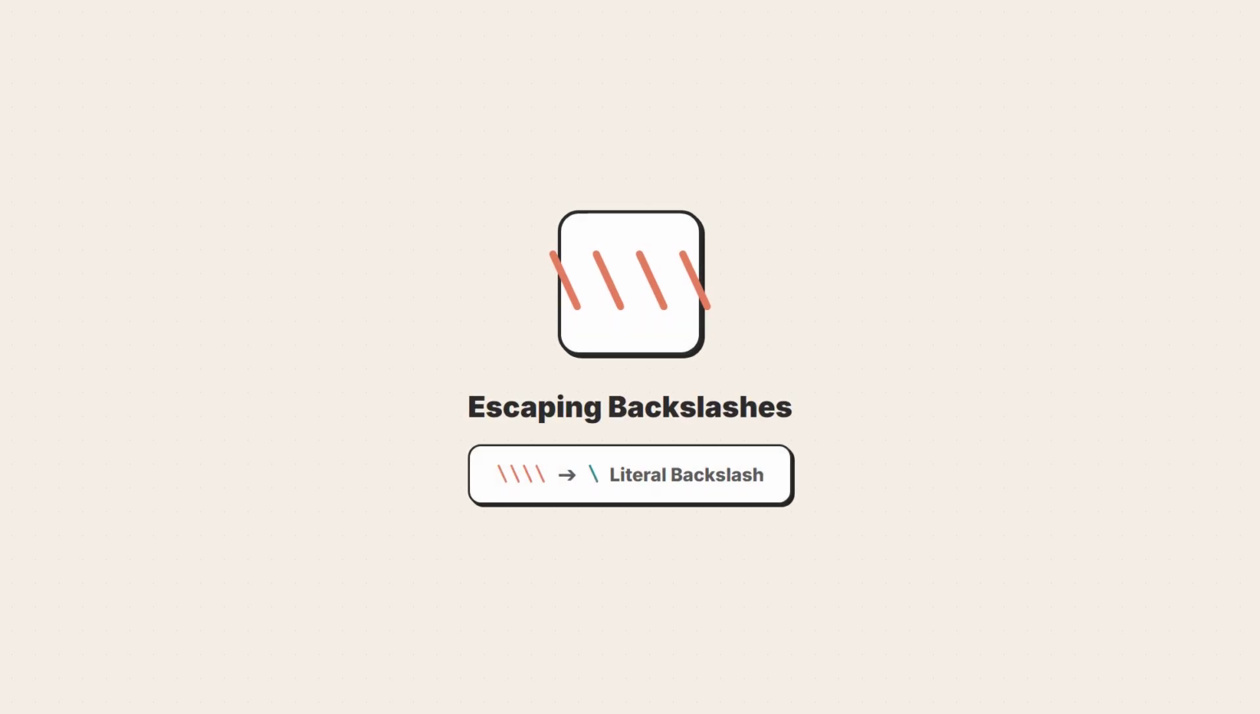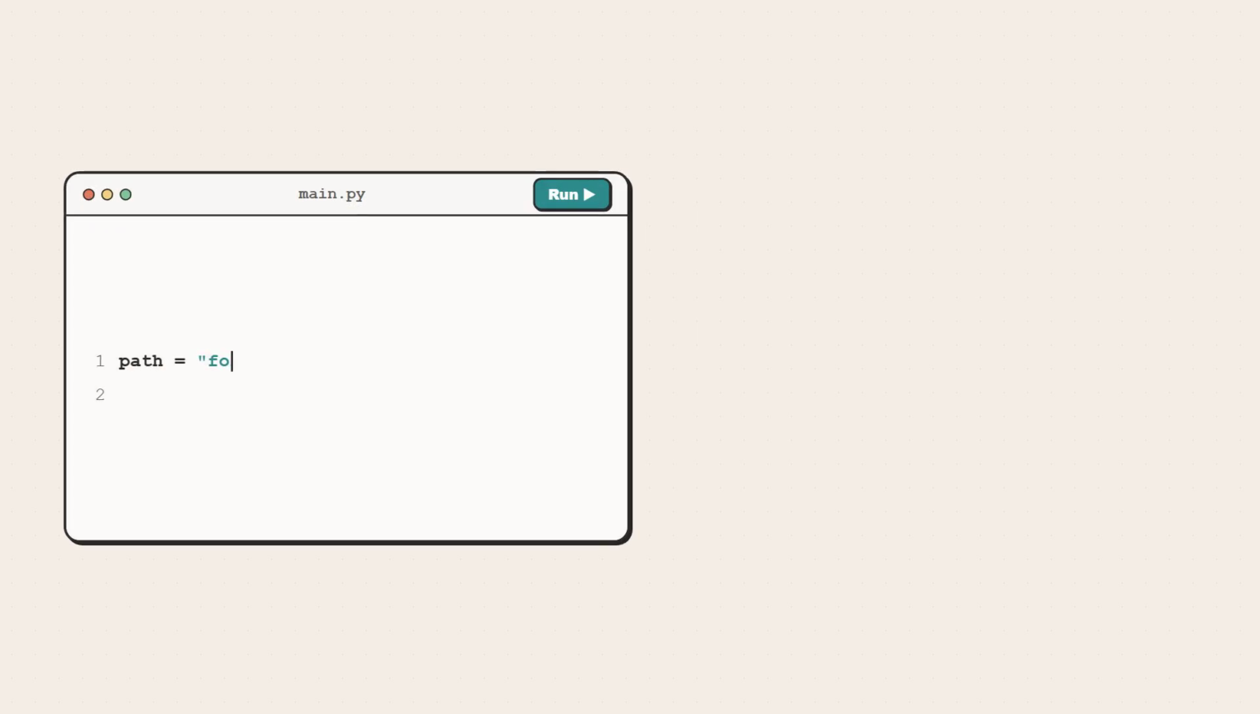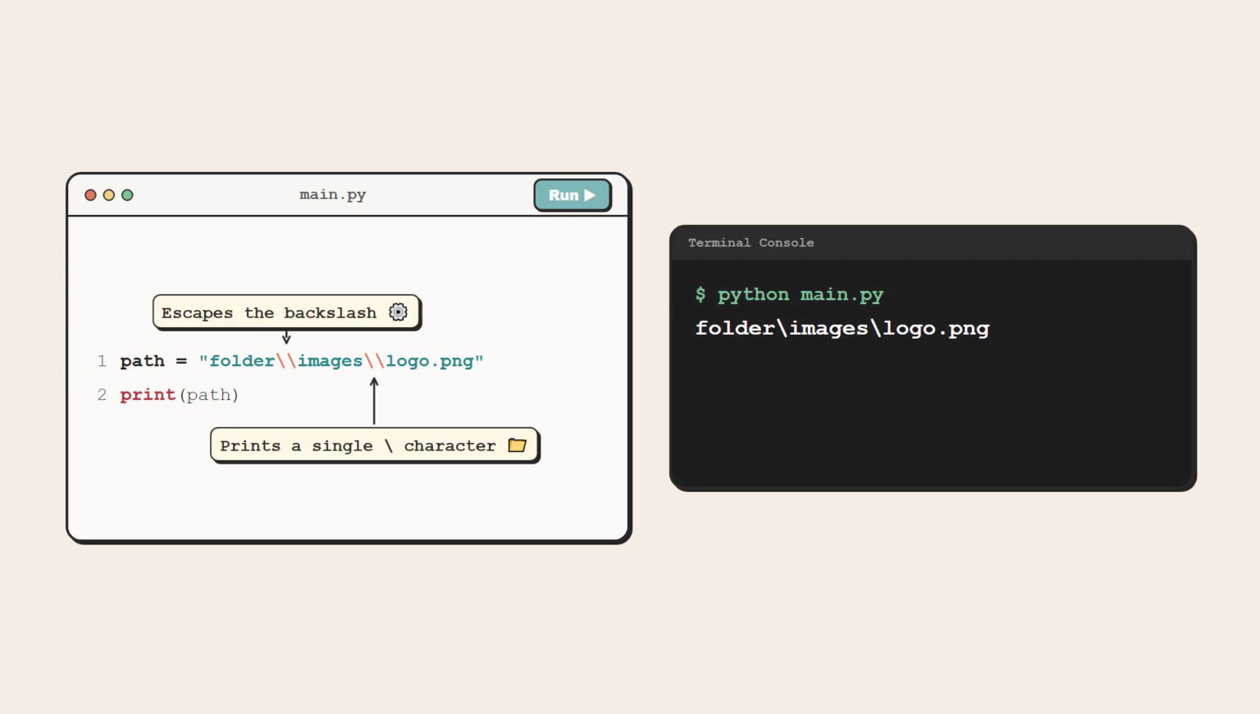And if you ever want to print an actual backslash character itself, you just write 2 backslashes. Let's write path equals "folder\\images\\logo.png". Print path. Running this prints folder\images\logo.png. Using escape characters gives you complete control over your string layout.